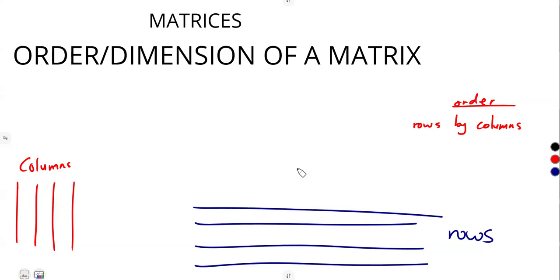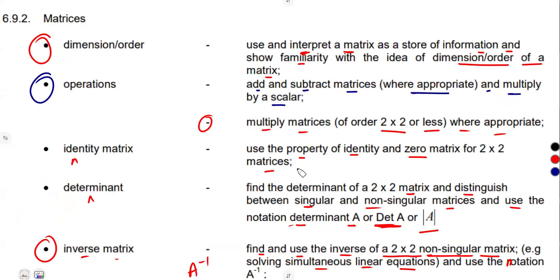So I'm going to leave you guys for now with this information. Then we're going to meet again with the same topic, working with another part, which is going to be on addition and subtraction of matrices where appropriate. So make sure that you follow the videos as they are in the playlist.